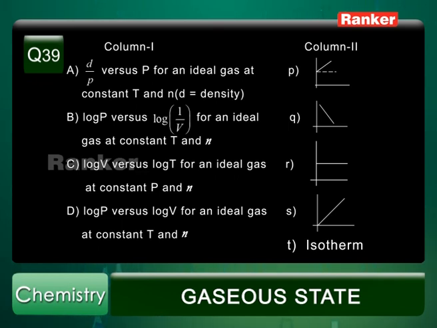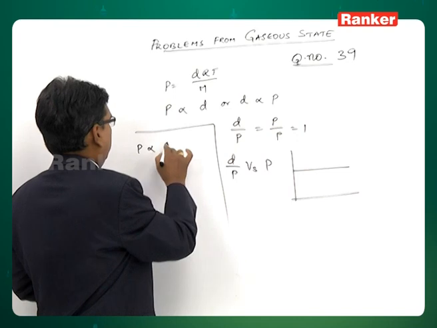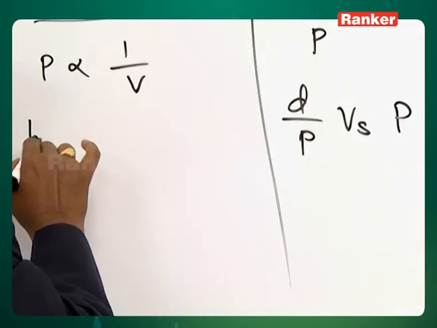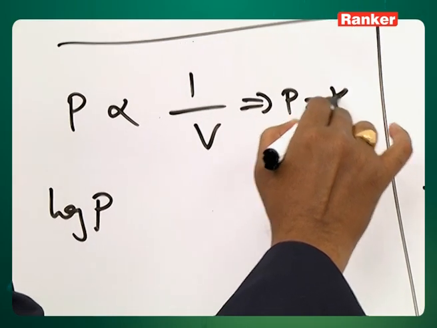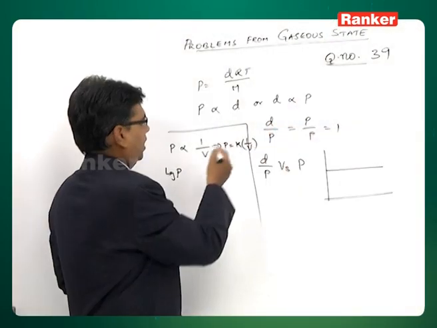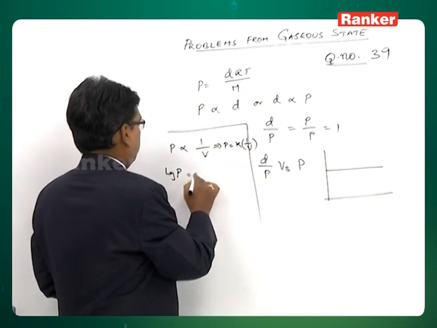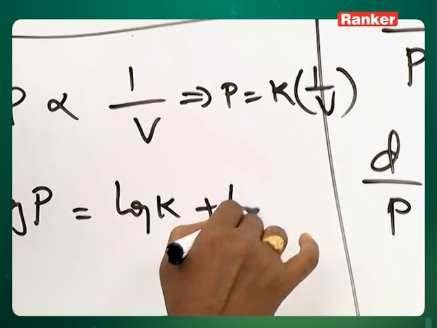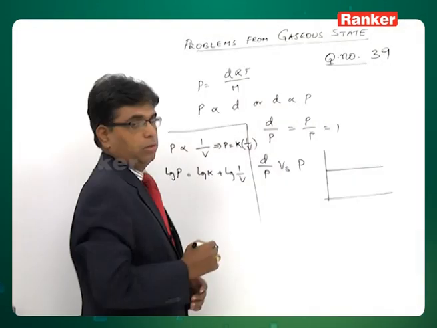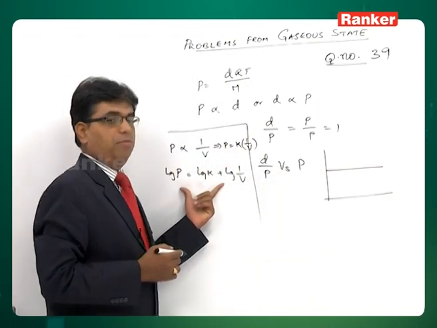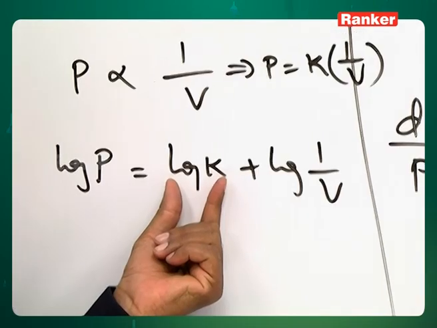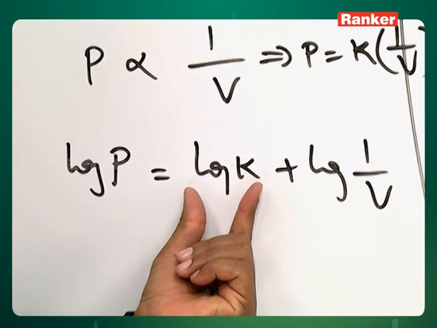So, the options are here, for each one you have two options, that is R and T. Then second is log P versus log 1 by V. As P is proportional to 1 by V, therefore P is equal to K into 1 by V. Let me take that K as some constant. So, log P is equal to log K plus log 1 by V. When you draw a graph for log P versus log 1 by V, it is of the form y is equal to mx plus c.